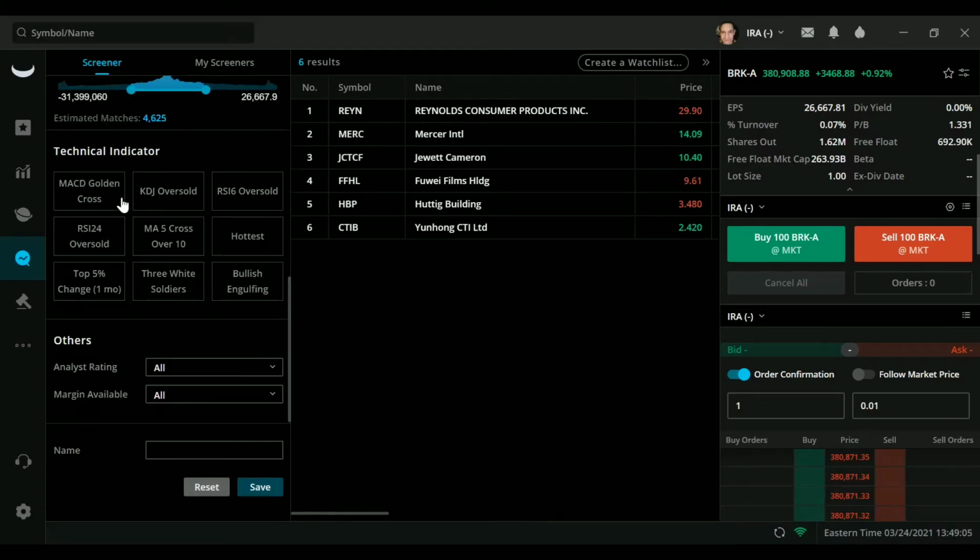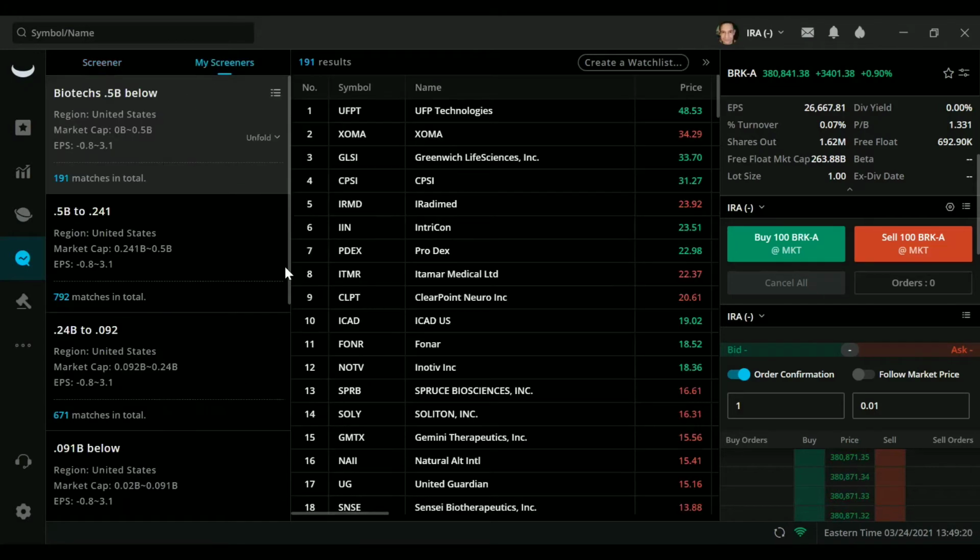Then technical indicators, if you want any of these indicators on any of these stocks, like the MACD. Do I really know what all of these are? Not really. I haven't seen a need for them to be set up.